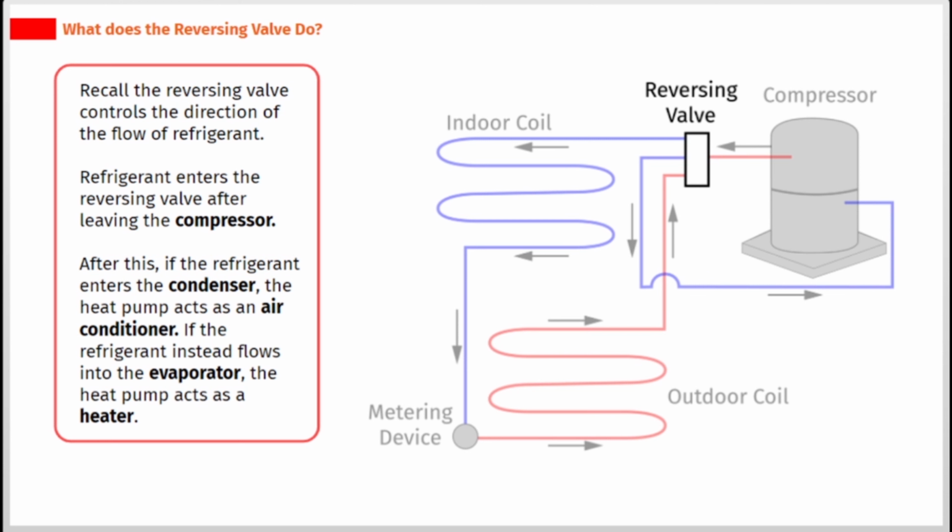Recall the reversing valve controls the direction of the flow of refrigerant. Refrigerant enters the reversing valve after leaving the compressor. After this, if the refrigerant enters the condenser, the heat pump acts as an air conditioner. If the refrigerant instead flows into the evaporator, the heat pump acts as a heater.